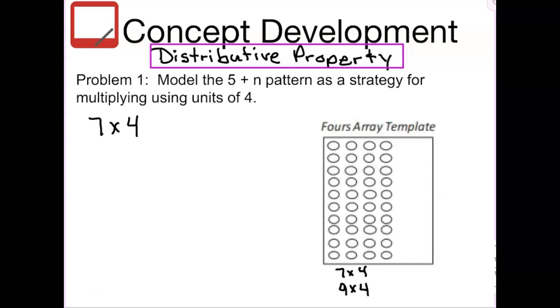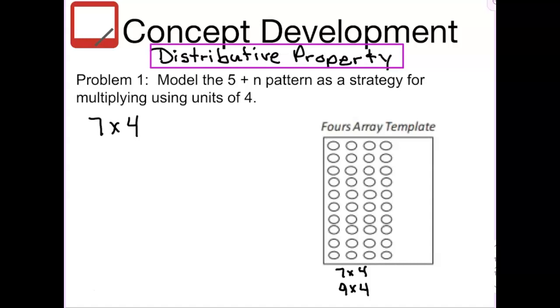Today we are talking about using the distributive property as a strategy to find related multiplication facts to solve larger problems. Everybody say distributive. That's a big word. We've talked about the commutative property, and now we're talking about the distributive property. We're going to be talking first about modeling and showing the 5 plus n pattern, so 5 plus some other number as a strategy for multiplying units of 4.